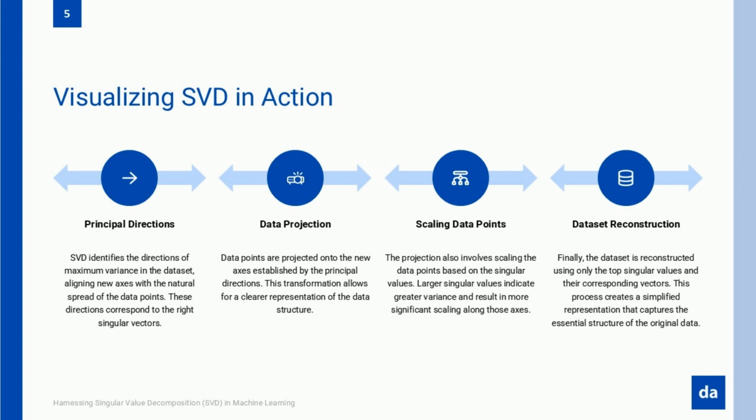The third step reveals the true power of SVD as a dimensionality reduction technique. Here, we can reconstruct an approximation of our original dataset using only the top singular values and their corresponding vectors. In our 2D example, we might decide to keep just the direction with the largest singular value. This reconstruction process creates a simplified version of our data that captures its essential structure.